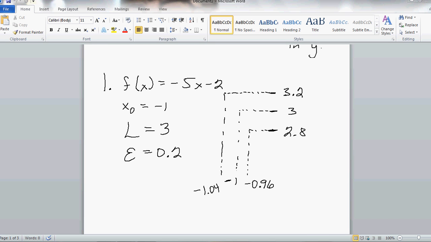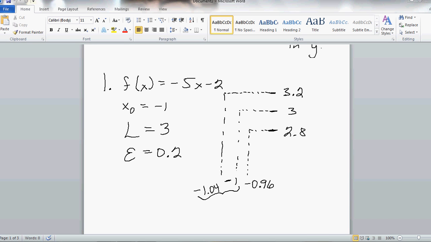Now we are trying to find delta. Delta is the difference in the x's. But there are two potential different answers, and so we're going to have to determine which one it is.